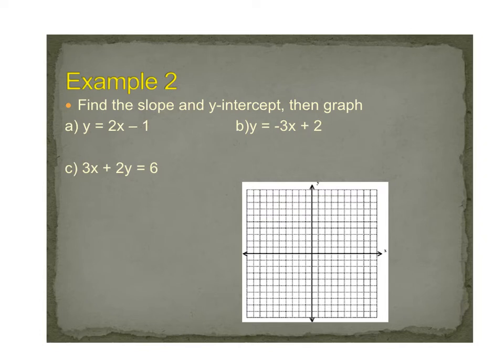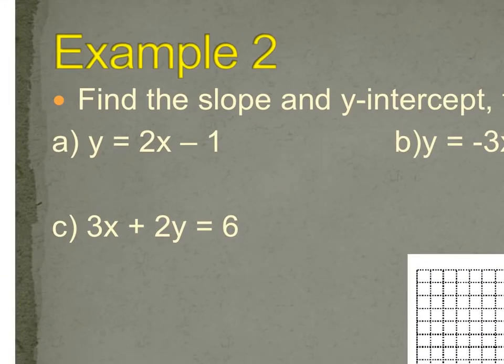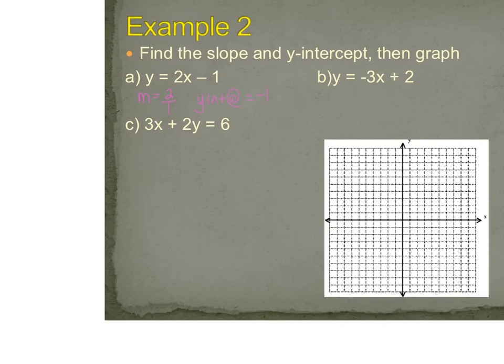Okay. So we're going to use pink for this first line right here. What's my slope for this line? Two over one. Good. And what's my y-intercept? -1. Okay. So everybody understand that? Everybody with me? Okay. So if I'm going to graph this line, the first thing I'm going to do is put a point at -1.